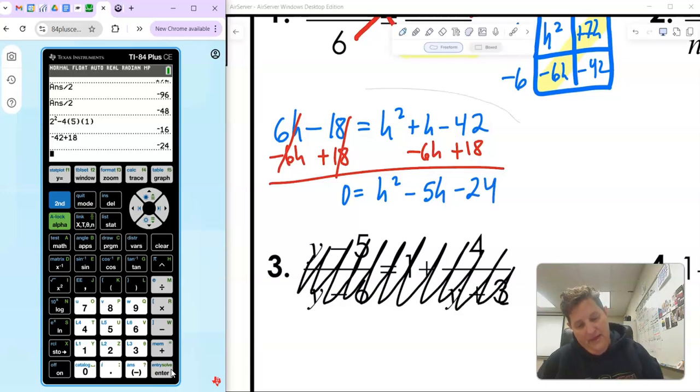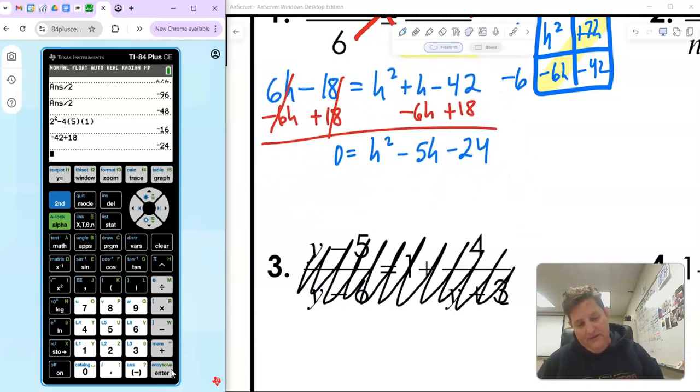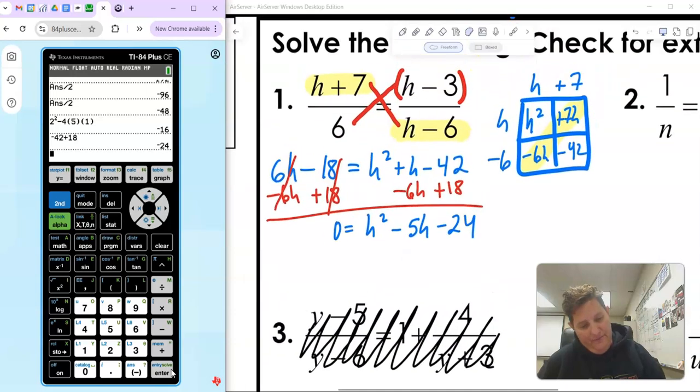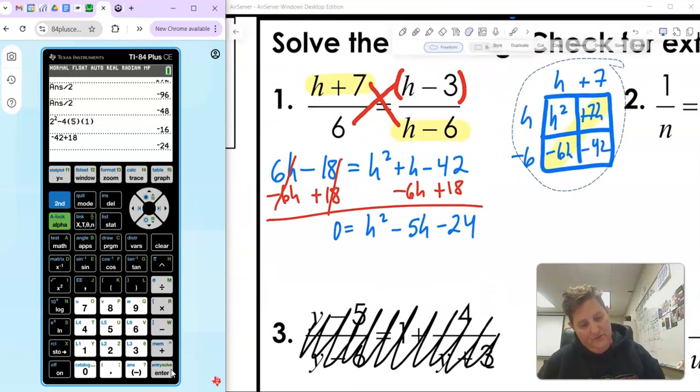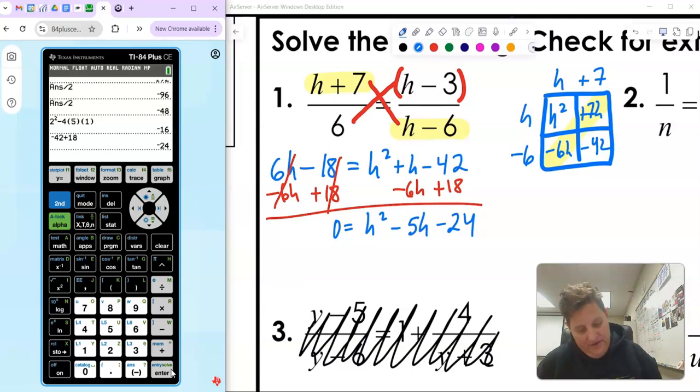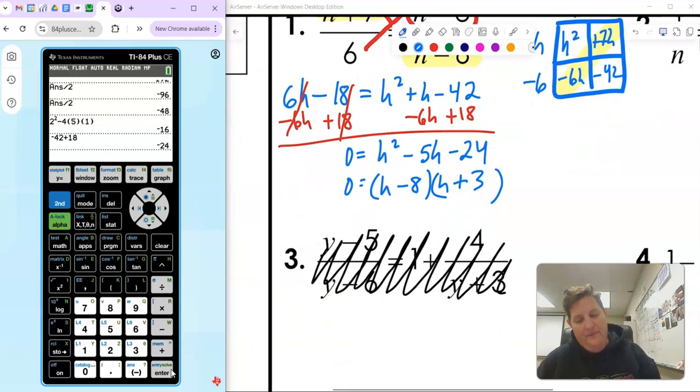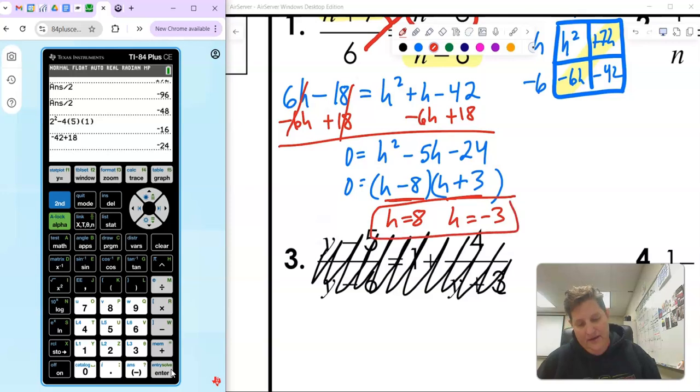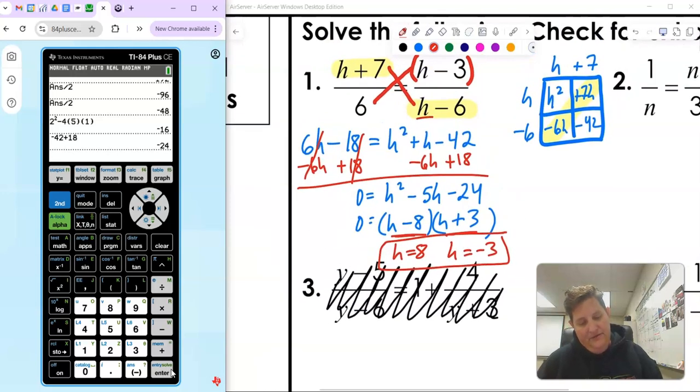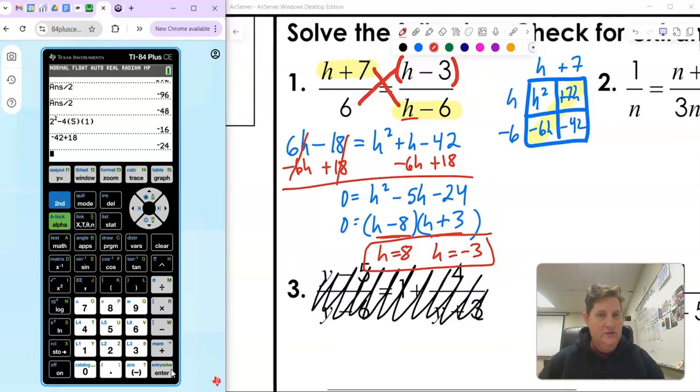Now that is a factoring problem. What multiplies to make 24 and subtracts to make 5? It's 8 and 3, negative 8, positive 3. So for my answer, I get h is 8, h is negative 3. And as long as they don't make the bottom 0, they're fine. And they don't, so that is all good.